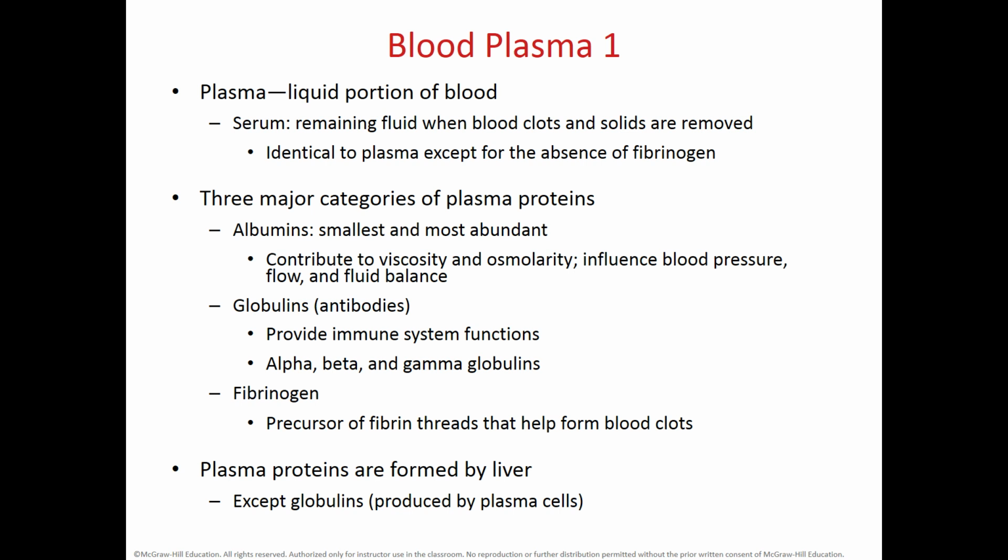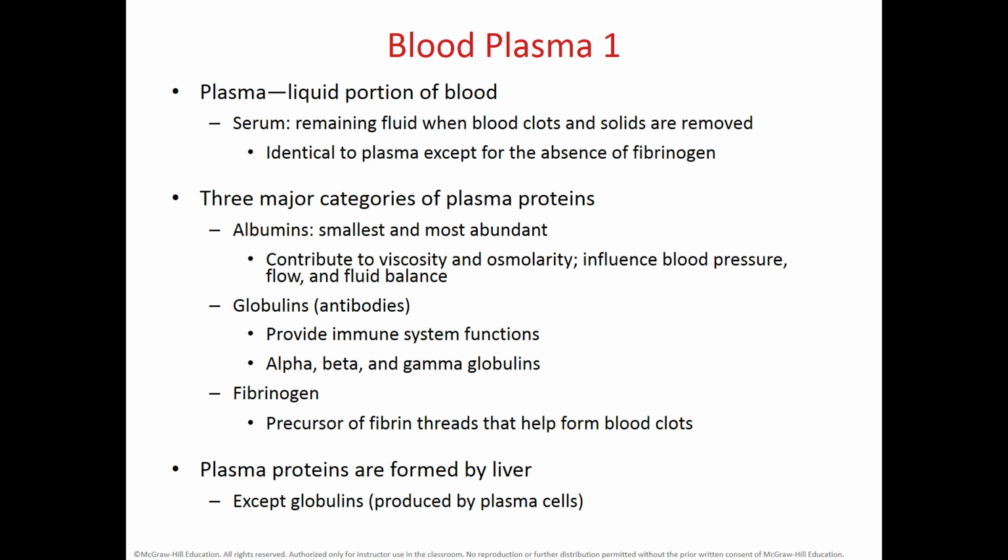Now within the plasma, we will have proteins. Some of these proteins will be albumins, which is the smallest and most abundant protein. We will also have globulins or antibodies. Within the globulins, we have different subcategories: alpha, beta, and gamma, and they provide immune system function or protection.